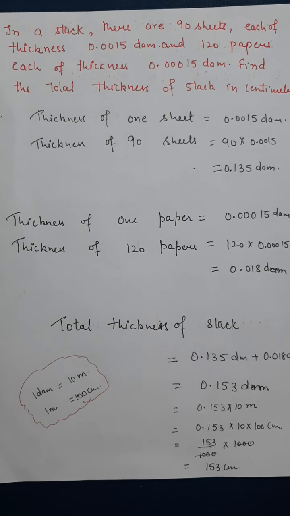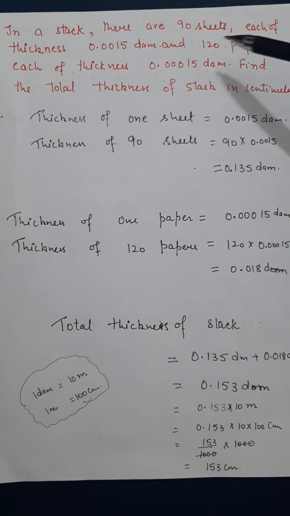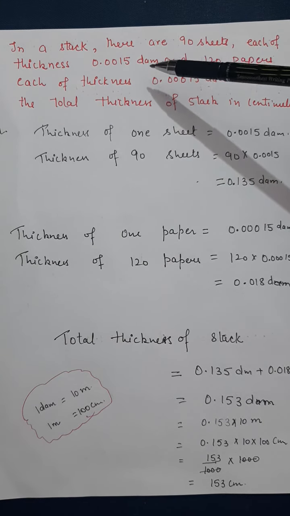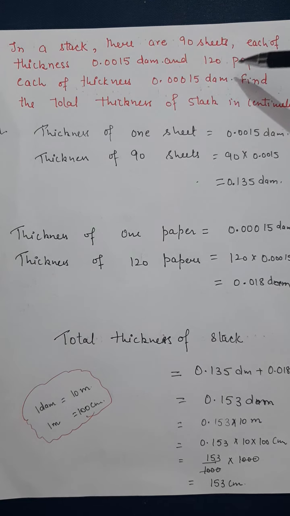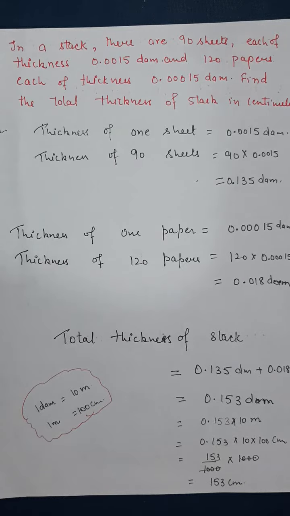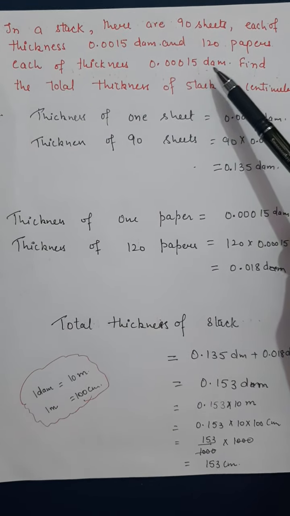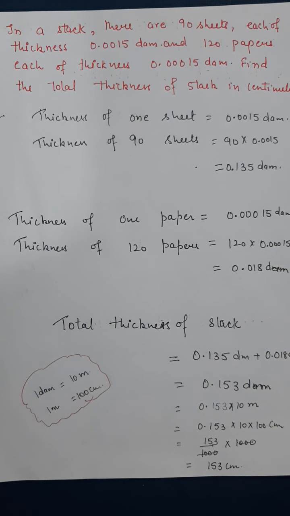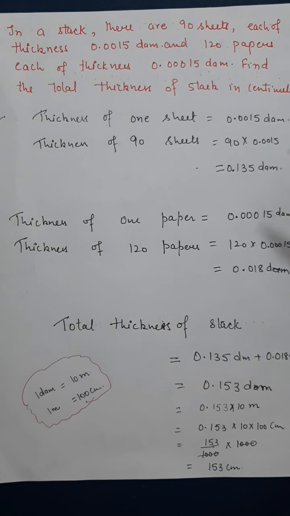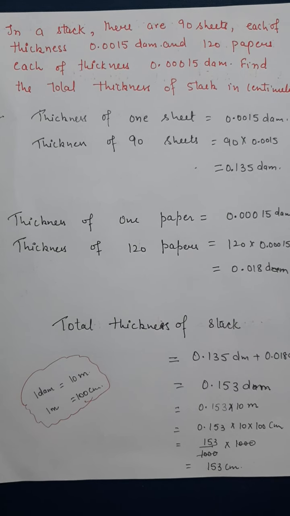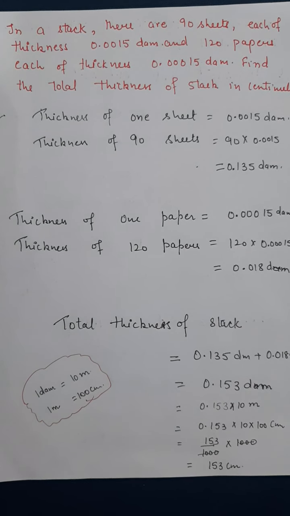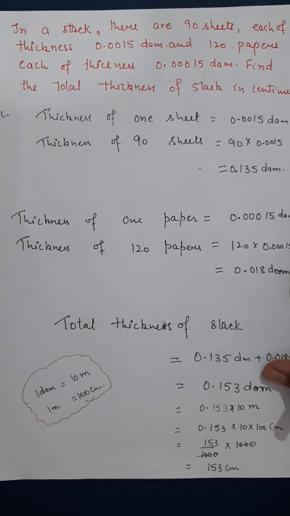Now the last question. In a stack, there are 90 sheets, each of thickness 0.0015 DAM, and 120 papers, each of thickness 0.005 DAM. Find the total thickness of the stack in centimeters. You know DAM stands for decameters, right? Okay. And here we need to find the total thickness of the stack in centimeters, right?